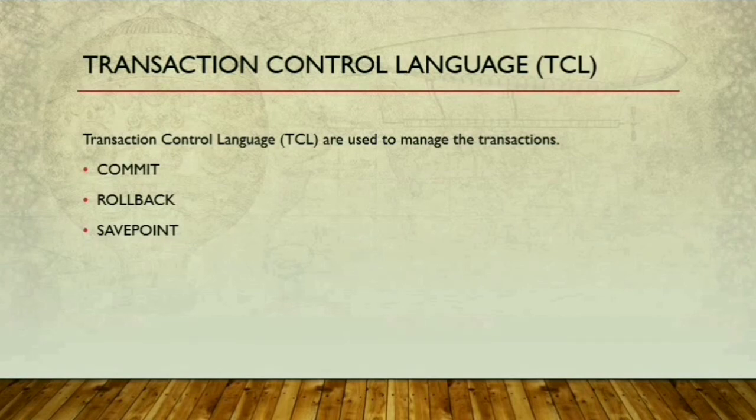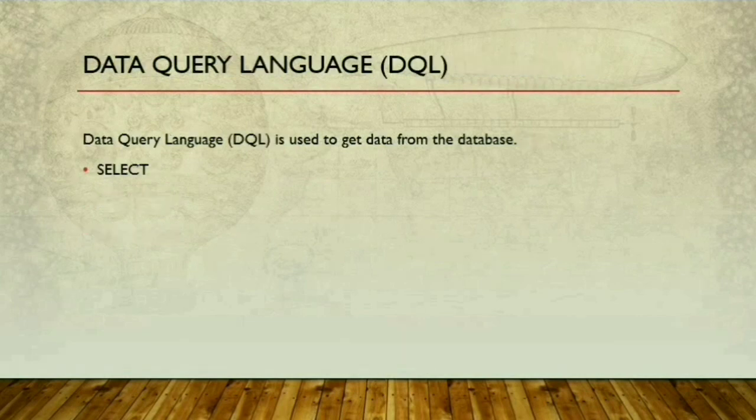Second is rollback. It is used to restore the database to the last committed state. For example, if we have done some changes in data or used DML commands, then we realize that those changes are not required, so we can use rollback to roll back those changes. Next is savepoint. It is used to temporarily store a transaction so that you can roll back to that point when required.